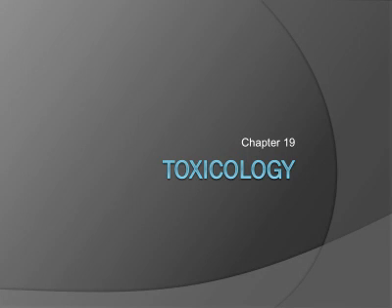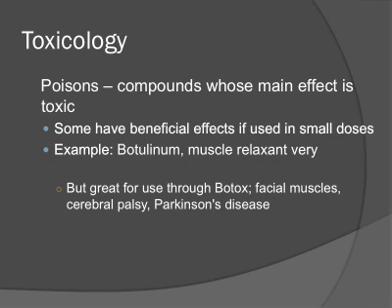Chapter 19 is toxicology. Basically, toxicology is where we're talking about poisons. Poisons are compounds whose main effect is toxic to humans. Now, if you remember back last chapter, anything can be a poison. It just all depends on the dosage. If we can learn to control the dosage, we can make a poison not so poisonous and maybe actually use it for good. So some have beneficial effects if used in small doses.